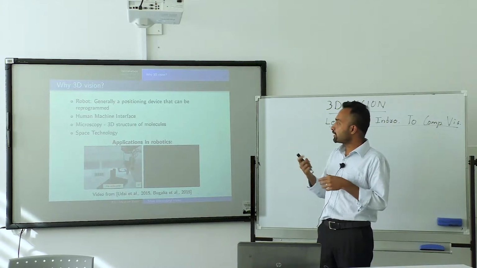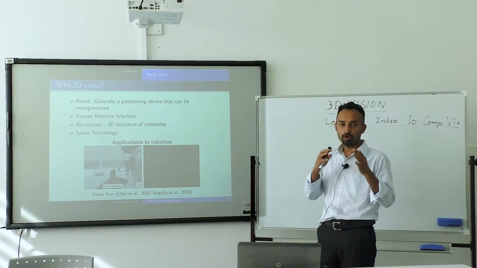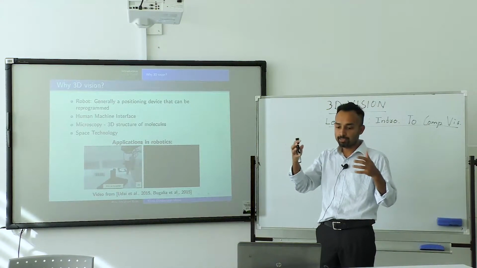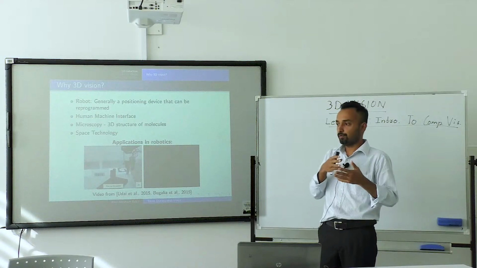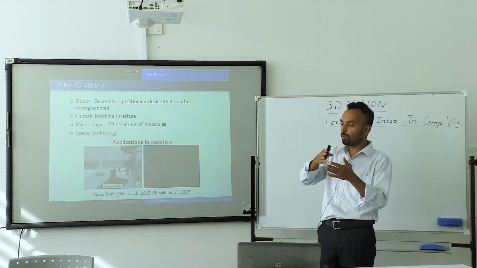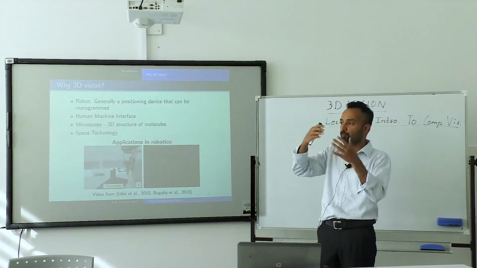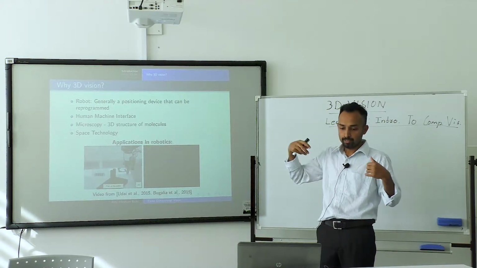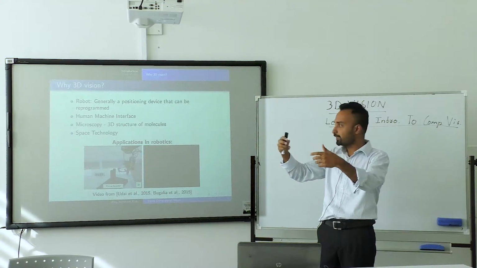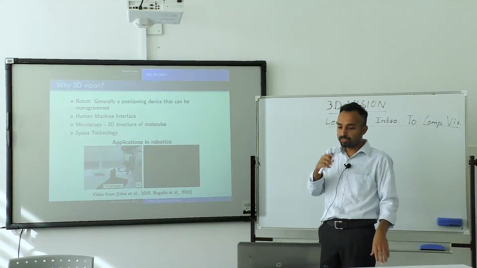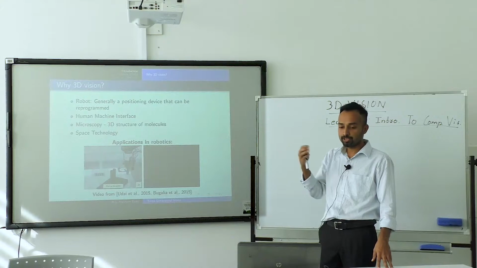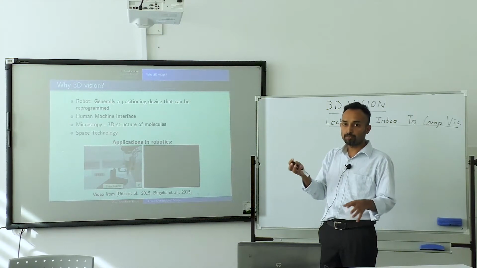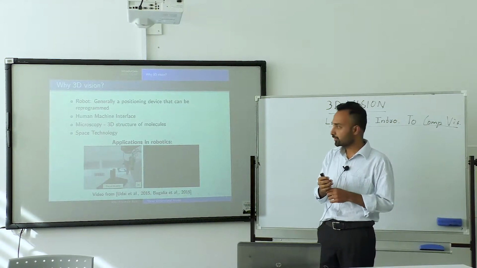And another application is space technology, because objects in space are oriented in 3D, and you need to, for example, ask a rover on Mars to move from point 1 to point 2. So this information has to be obtained in 3D. So all of these systems can use a camera and the images from the camera to obtain 3-dimensional information.